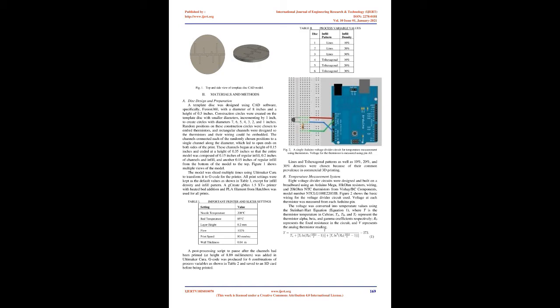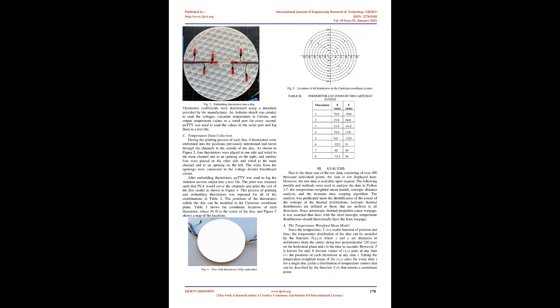The channels connected each of the randomly chosen positions to a single channel along the diameter, which led to open ends on both sides of the print. These channels began at a height of 0.15 inches and ended at a height of 0.35 inches so that the entire model was composed of 0.15 inches of regular infill, 0.2 inches of channels and infill, and another 0.15 inches of regular infill from the bottom of the model to the top. Figure 1 shows multiple views of the model.